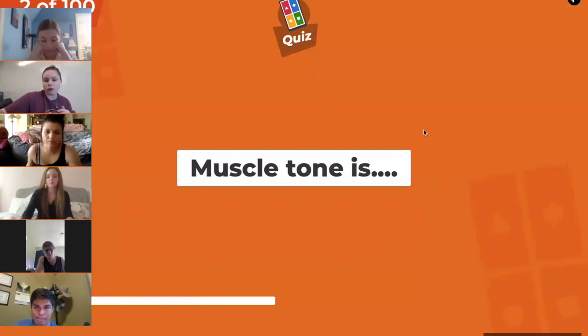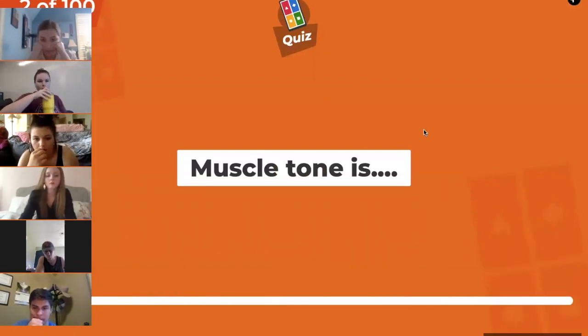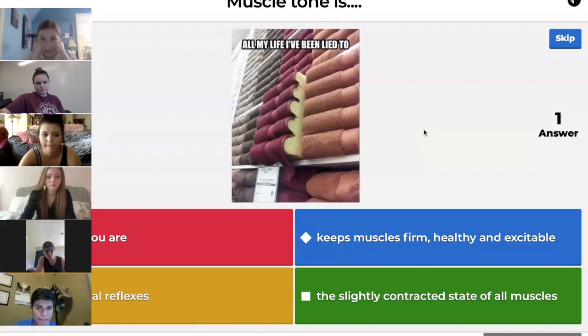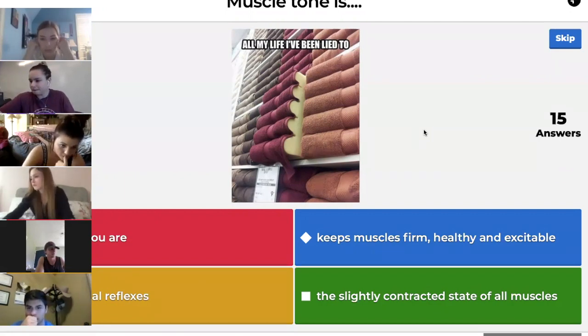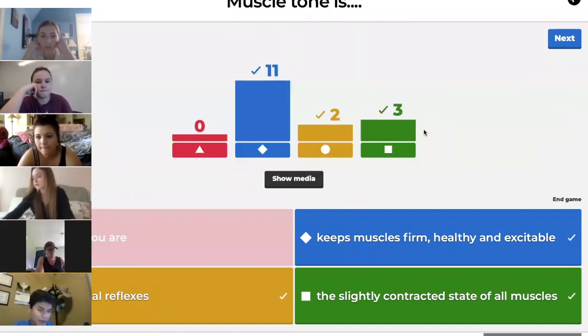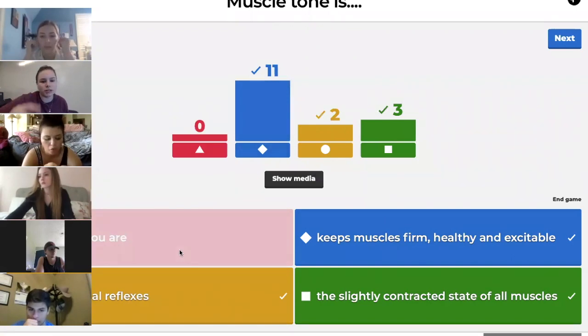What is muscle tone? Usually there's more than one right answer, by the way. Okay, cool. So it's not how swole you are, so I'm gonna take that as a W.